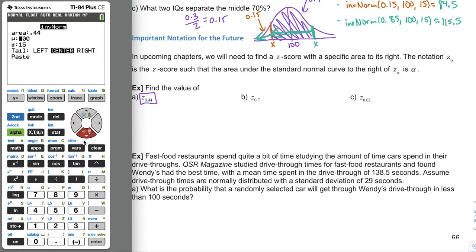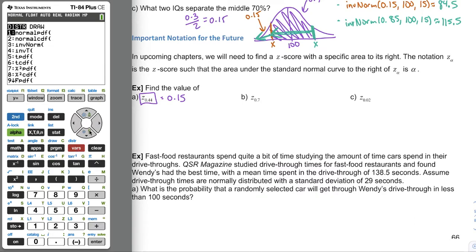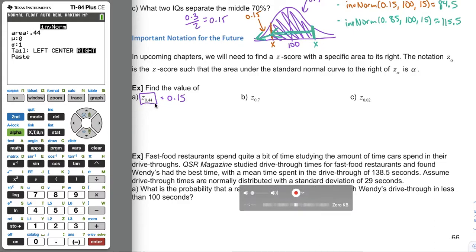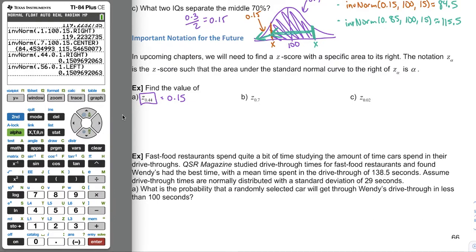The area would be 0.44 on the right, of course, because we're talking about a Z sub alpha. If you don't have the ability to change it to the right, I'll show you what to do in a second. So that would be about 0.15, right? That would be the Z-score with an area of 0.44 to its right. If you don't have the ability to change your calculator to say to the right, you can do to the left, but you have to do the complement. So if 0.44 is the area to the right, then the area to the left is 0.56. I just got that by subtracting 0.44 from 1. Okay? So then you would still get the same answer, of course.